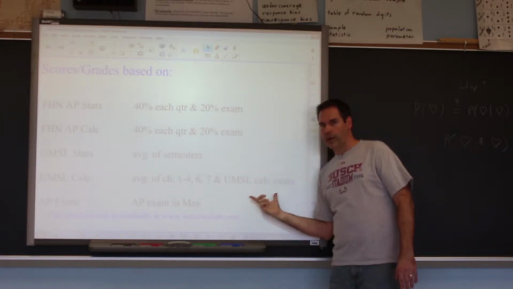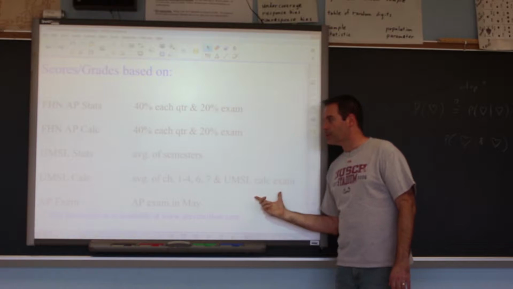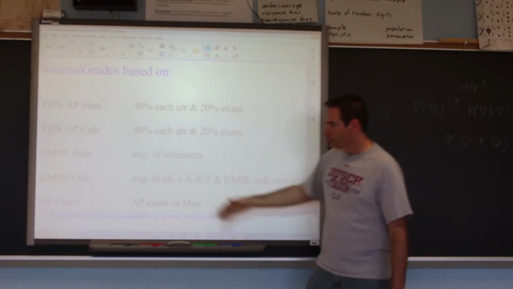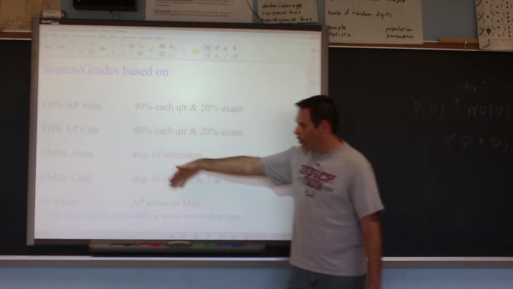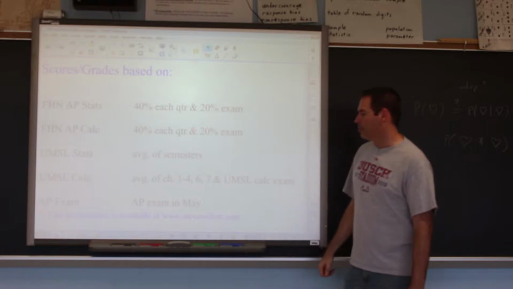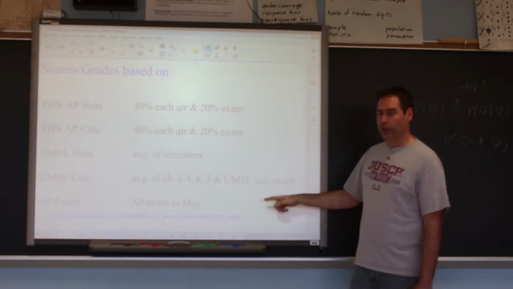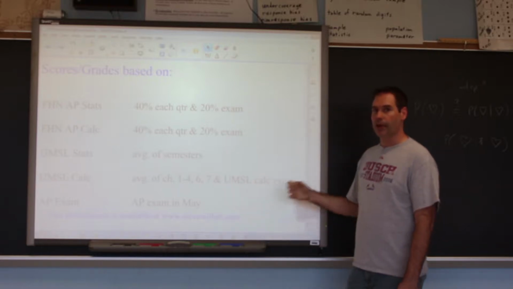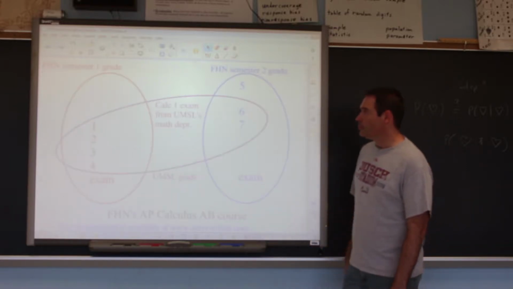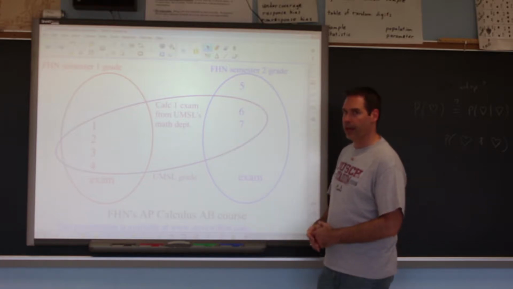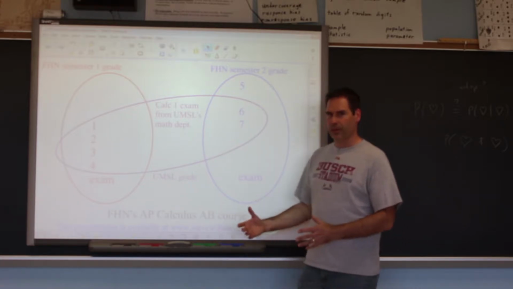UMSL does require a comprehensive exam over the Calc 1 material, though, so I just count that in as another test when I'm calculating their grade. If you're taking the AP exam, your score on that exam is just based on the AP exam that they would take in May. It is up to the individual university that you would transfer the score to as to how they handle that score. Okay. A little bit of an overview for UMSL's calc course and the calc course here at North, just because it is a little bit more unusual.